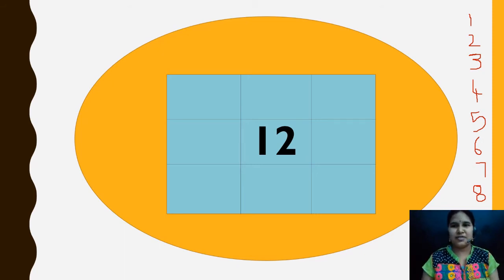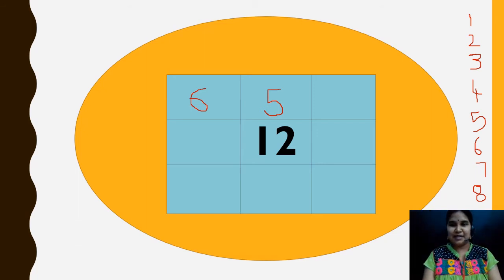Let us solve this puzzle now. I'll place the first one here, I'll place 6. And the next number, I'll take 5. Here 6 plus 5 is how much? That is 11. So what should be added more to get 12? Only 1. So 6 plus 5 is 11, and 11 plus 1 is 12. So here we got 12.